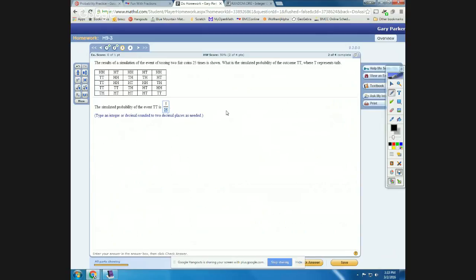Sorry, that's not correct, Gary. Oh, type an integer or a decimal rounded to some number of places. It says not. Yeah, it helps if you read the directions. So they want me to type that that's 0.2.